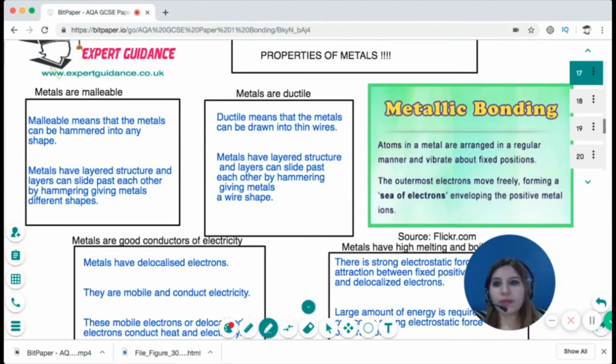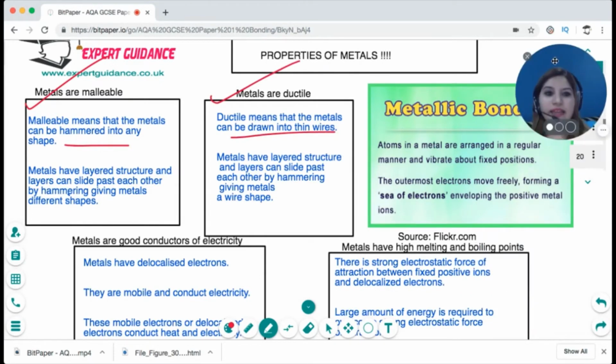So what are the properties? Metals are malleable. What is the meaning of malleable? They can be hammered into any shape. Metals are ductile, means they can be drawn into wires. They are good conductors of electricity, and they have high melting and boiling points.